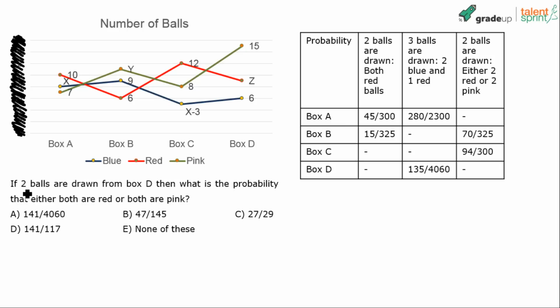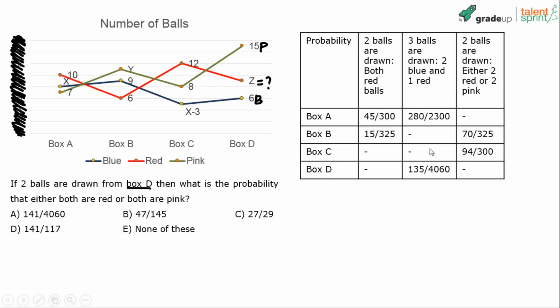Now go back to this previous question. 2 balls are drawn from box D. What is the probability that either both are red or both are pink? Now in box D, we know that there are 6 blue balls and there are 15 pink balls. But how many red balls are there is not known to us. So that has to be found. How can you find that? How can you find it? Use the table. Use any one of the cases.